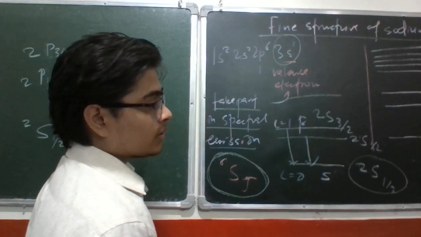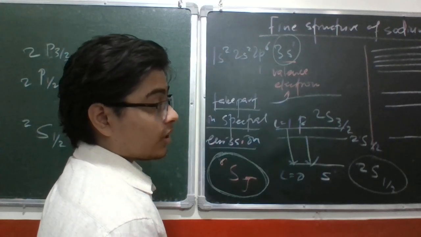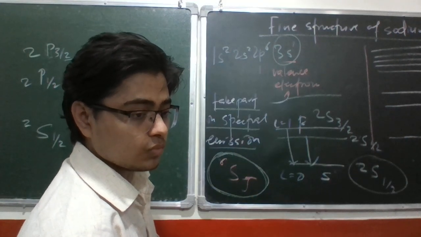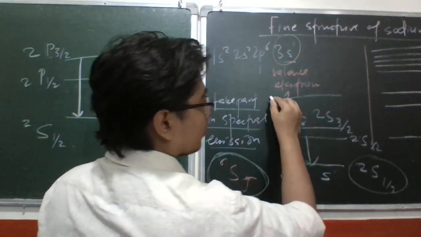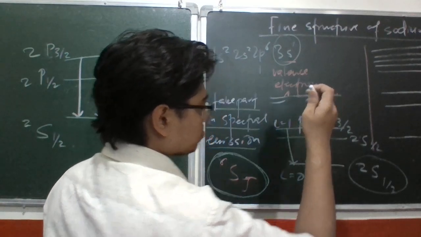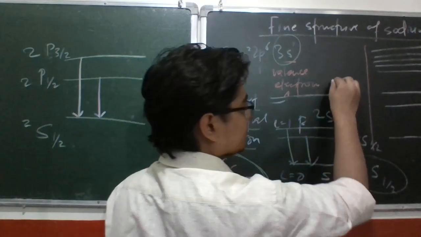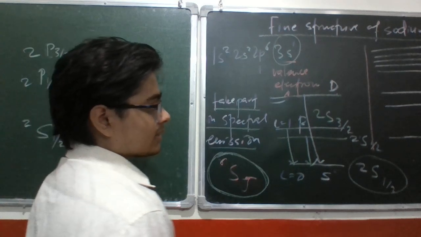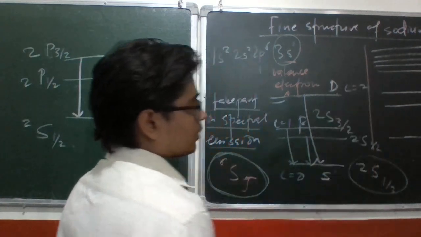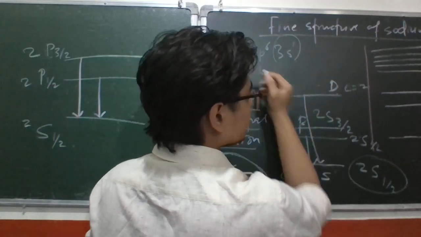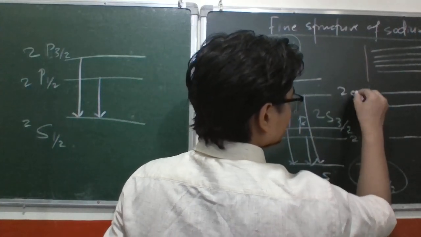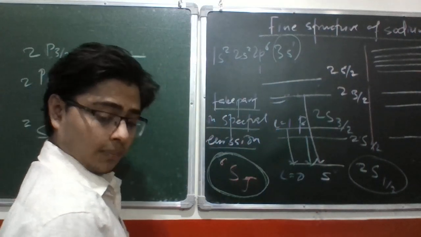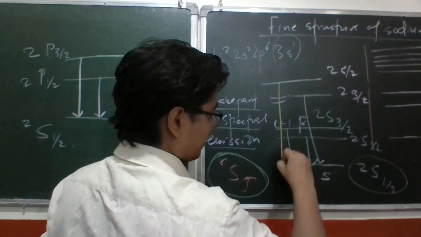Now sometimes we can consider other emissions too. For example, let's suppose the spectral line came from the D subshell. If that is the case, then it becomes L equals 2. Again, this D would have two components. First one is 2D 3/2 and 2D 5/2. Now you can see the spectral lines, two spectral lines from here to here.